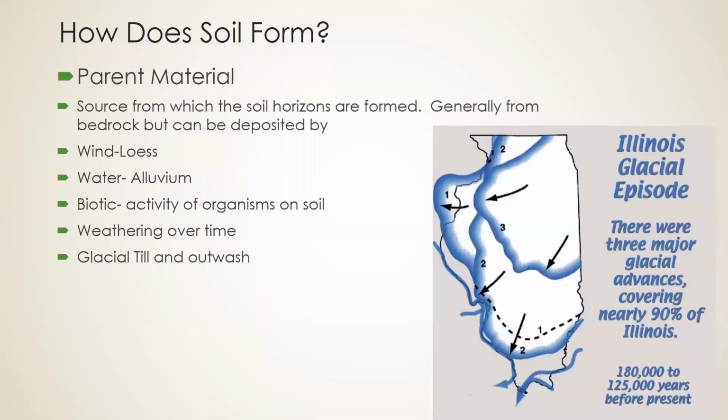So how does soil form? Where does it arise from? The main primary source of soil is derived from parent materials. And parent materials generally are originally from bedrock, but that material is often deposited in a multitude of ways and moved around the surface of the earth.